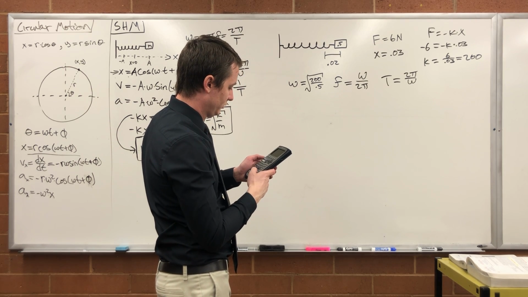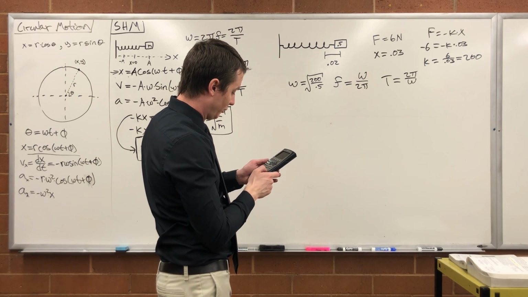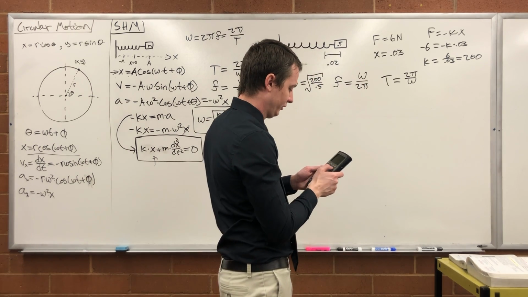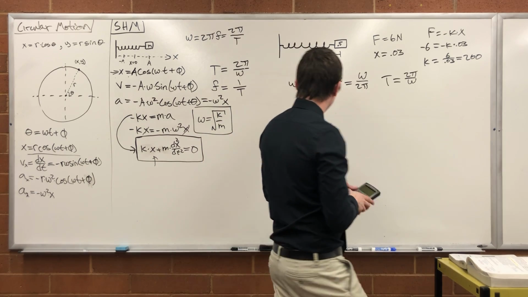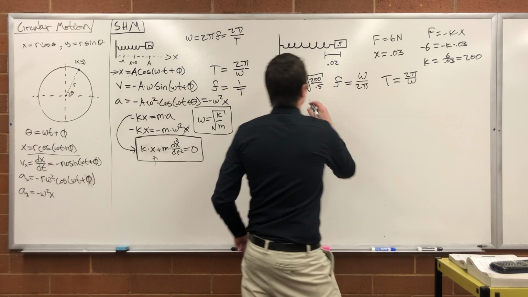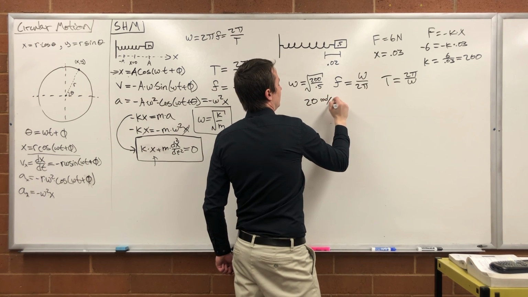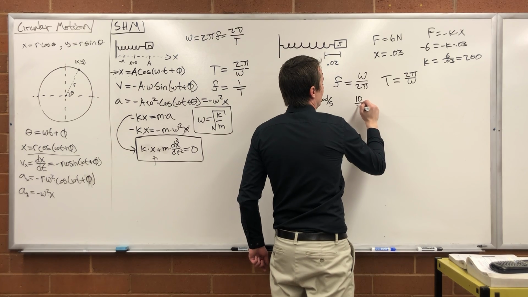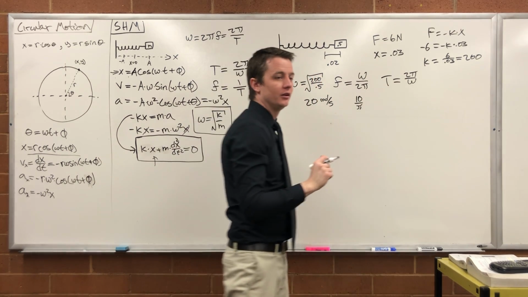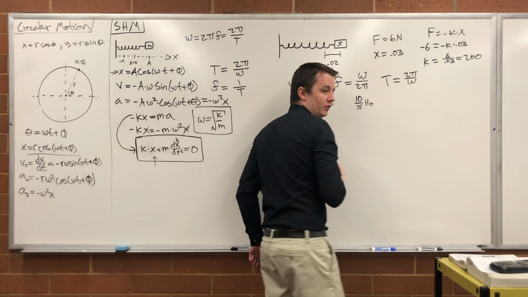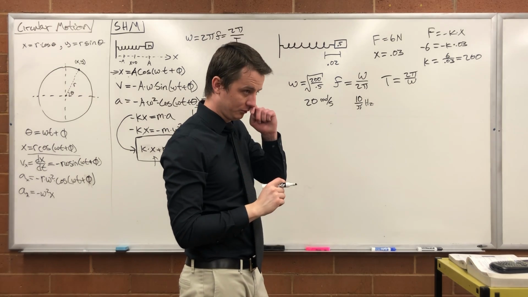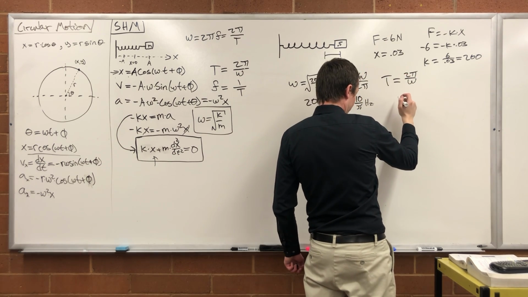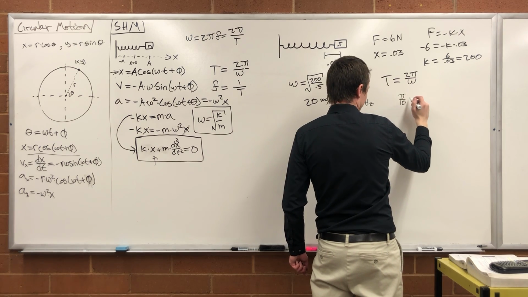So we take our square root of 200 divided by 0.5, which is 20. Okay, so this comes out to 20 radians per second. So the frequency is going to come out 10 over pi. Remember what the units for frequency are? Hertz. The units of hertz are 1 over seconds. Period is in seconds. So the period here is equal to 2 pi over that, which is going to be pi over 10 seconds.